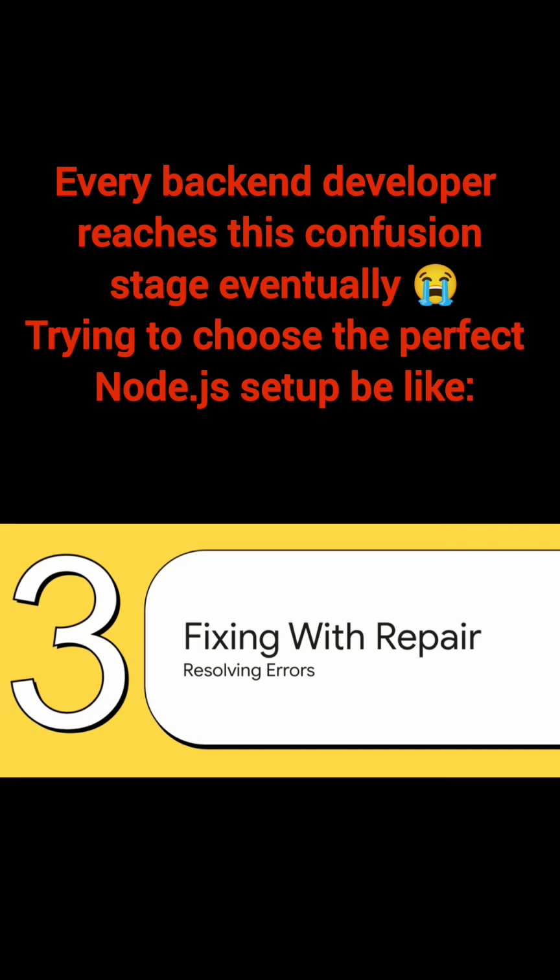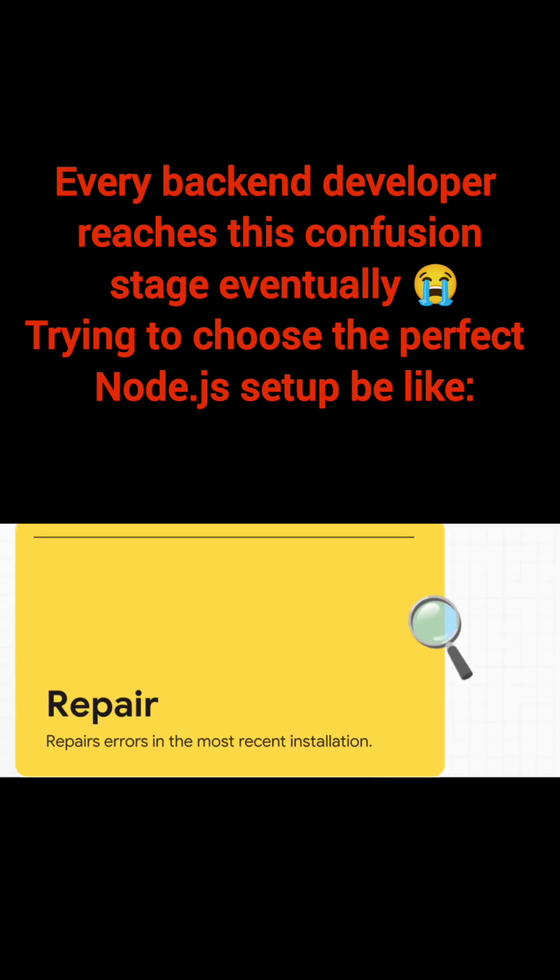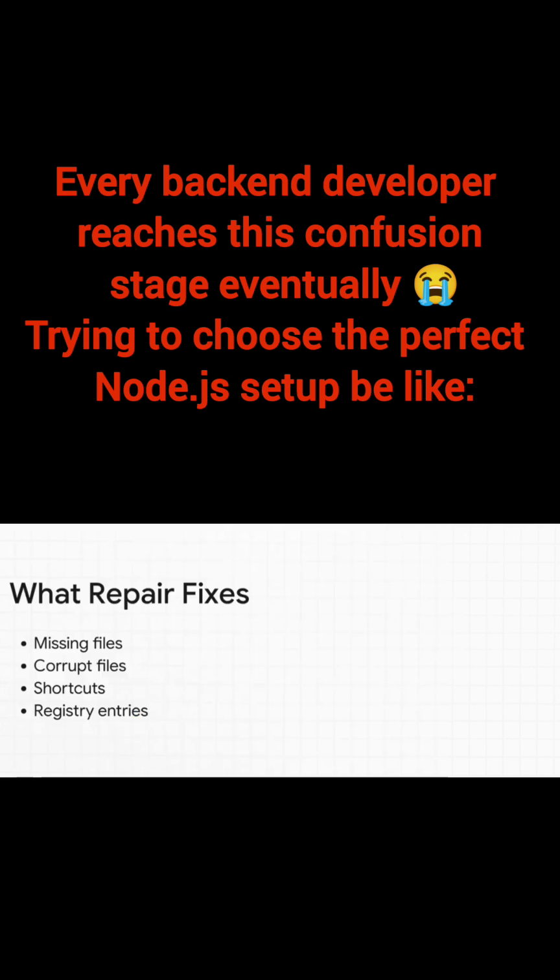Section 3, fixing errors with repair. But what if things are broken? That brings us to the middle path, which serves a distinctly different purpose. Now, what's really interesting about the specific language, it says it repairs errors in the most recent installation. Notice the precision. It explicitly targets only your current active state to identify where the structural integrity has failed. So let's isolate the mechanics of this. What is it actually fixing under the hood?